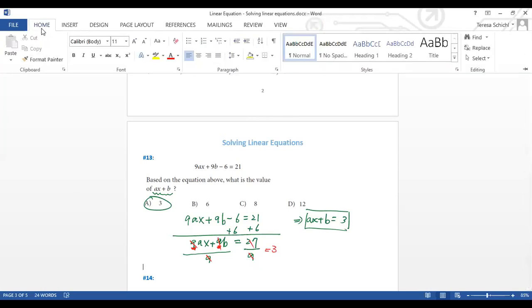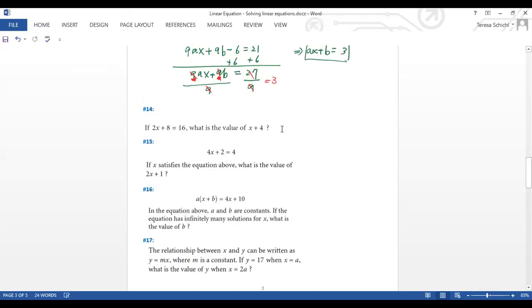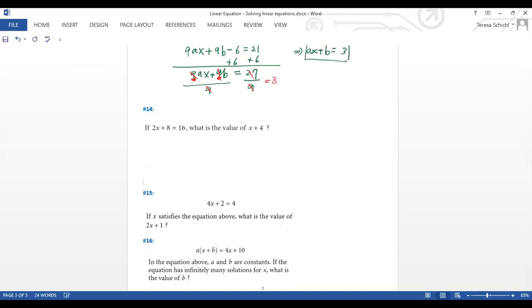Now let's take a look at the second one. This is a type of problem we also did several of in video number 1, and we talked about it before. They give you 2x plus 8 equals 16, and you want to find x plus 4. Of course, you can solve for x and then plug x back in, or if you see the relation between x plus 4 and 2x plus 8.